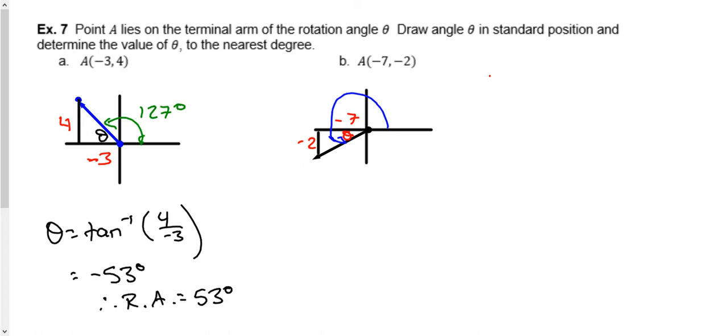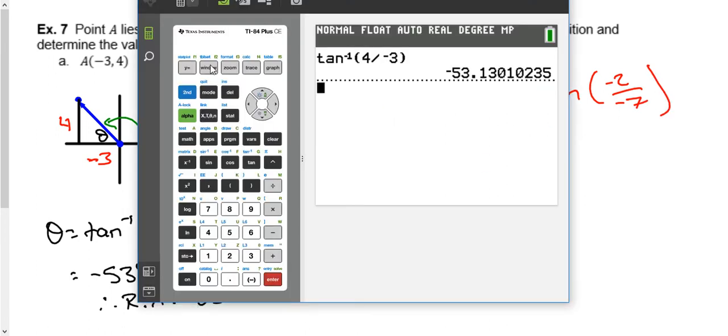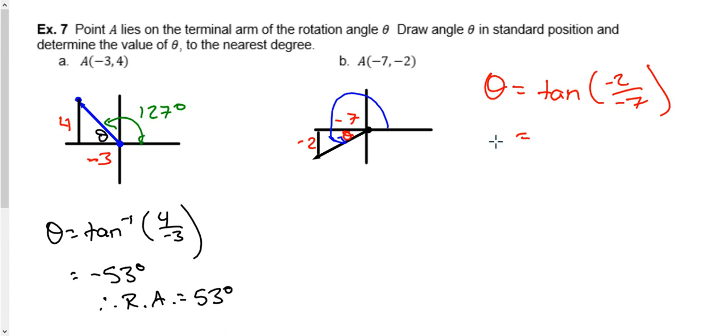So again, theta is going to be equal to opposite, which is -2, over your adjacent, -7. So I'm going to go tan inverse of your opposite, -2, over your adjacent, -7. And this is going to get me, and again, double check your mode on your calculator, it has to be in degrees mode. So -2 divided by -7, I'm at 15.9 degrees. Basically, I'm going to round that to 16. So right now I have theta equals about 16 degrees, and so therefore, between 0 and 90, my reference angle is equal to 16 degrees.